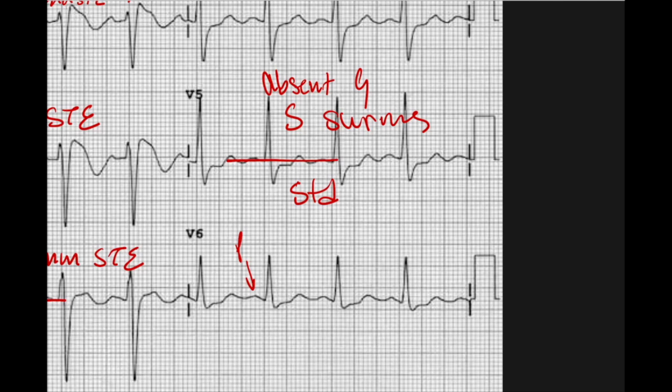Again, we have P wave, little tiny Q wave here in V5 or V6, dominant R wave, a little bit of S slurring. And if we draw a little bit of ST depression, it seems to be horizontal.